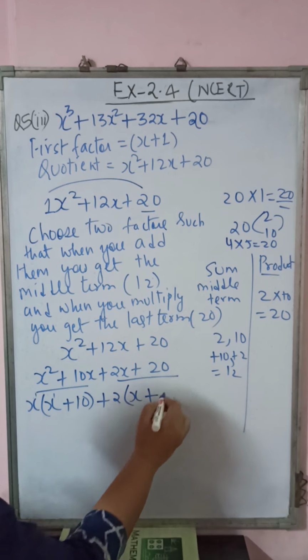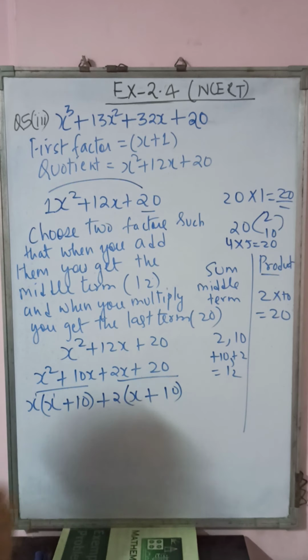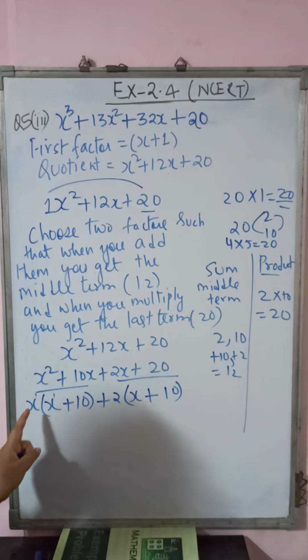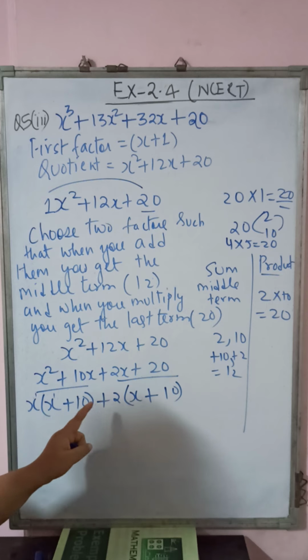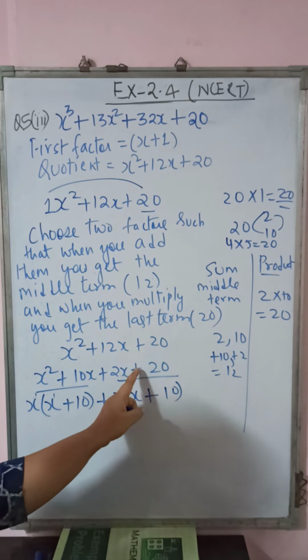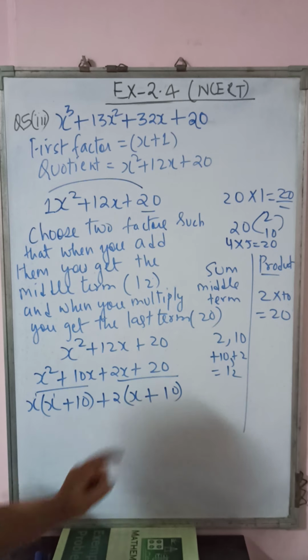You will get 20. So 2 tens are 20. Now I am just cross checking. x into x, x square, plus into plus, plus, x into 10, 10x, plus 2 into x, 2x, plus into plus, plus 2 into 10, 20.